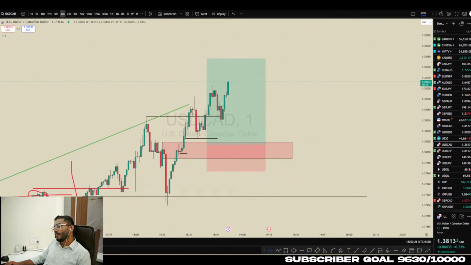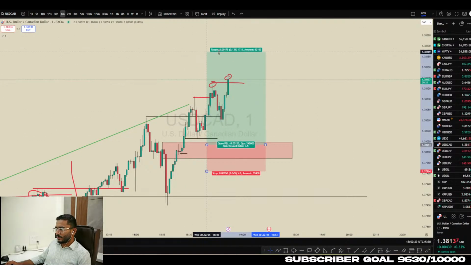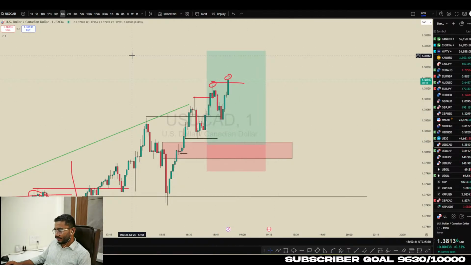It's still following the structure to the upside. Upgraded the structure. The higher it goes, we can put our take profit over there.